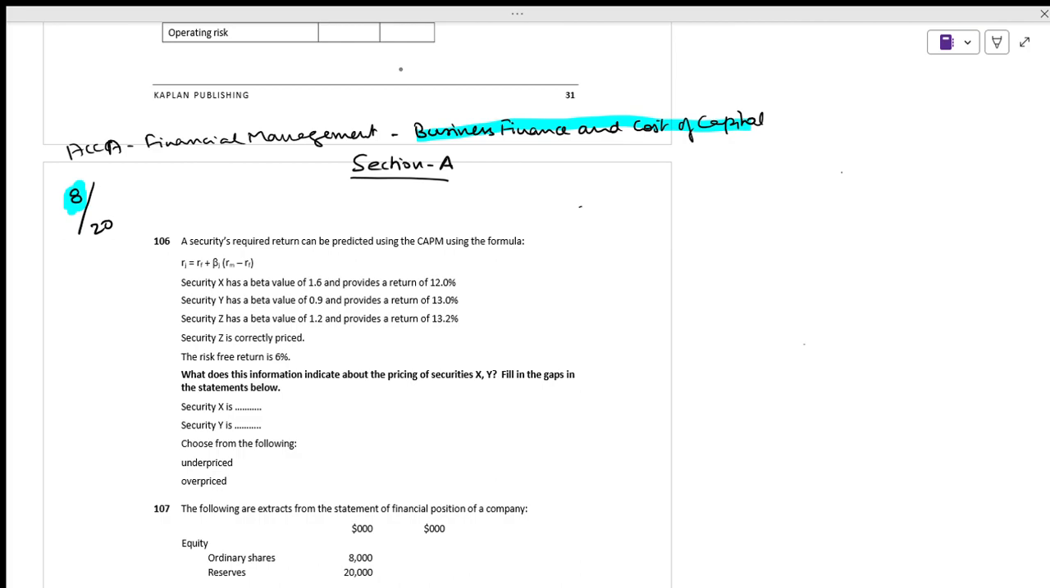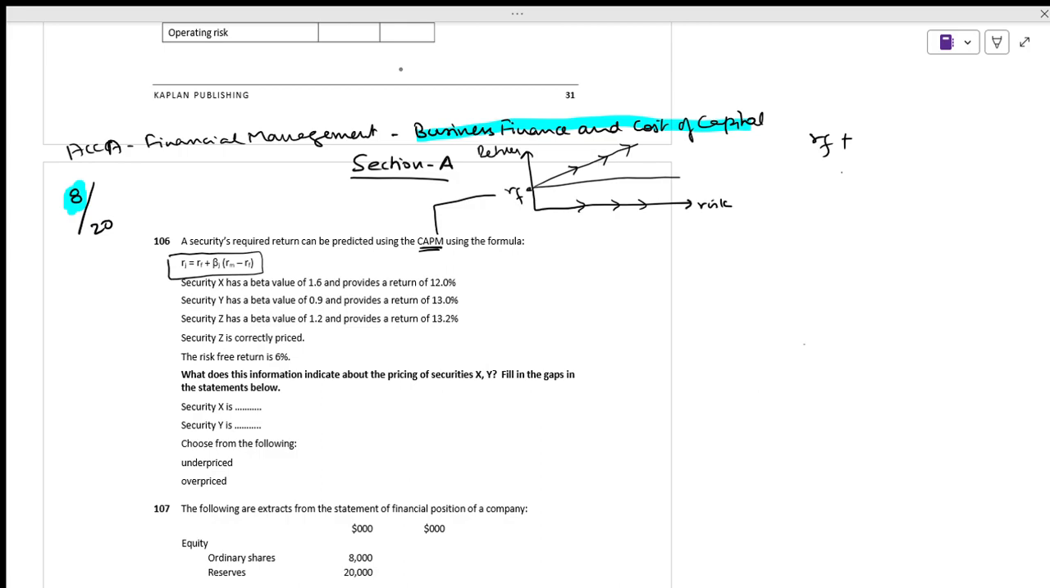Coming back to this, the security, this is with respect to business finance. A security's required return can be predicted by CAPM, using the formula. This is the graph: on the x axis it is risk, on the y axis it is returns. We have RF, the risk free rate, which is the minimum. Now what happens if risk is increasing? Automatically we assume that the returns will also increase.